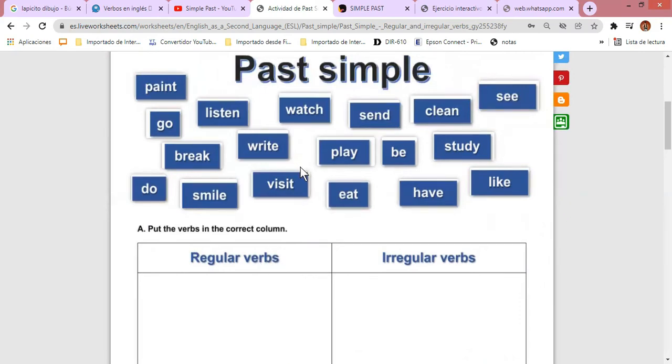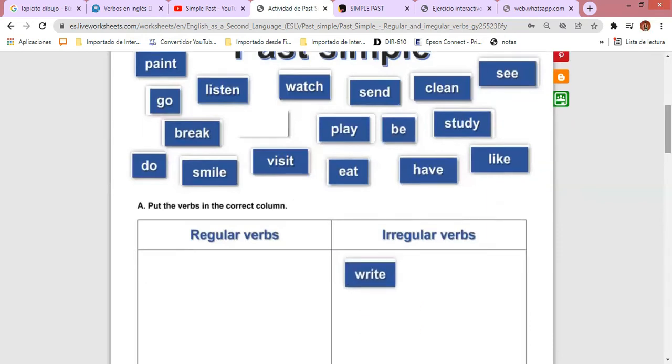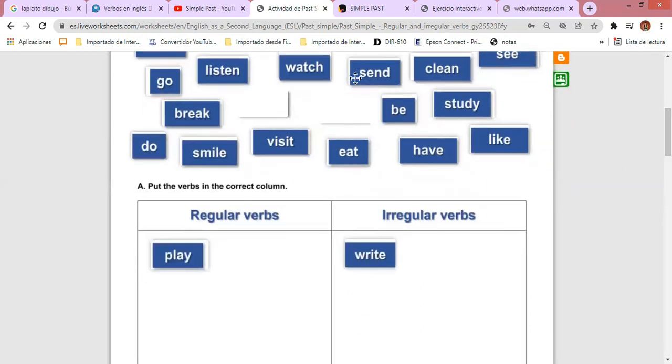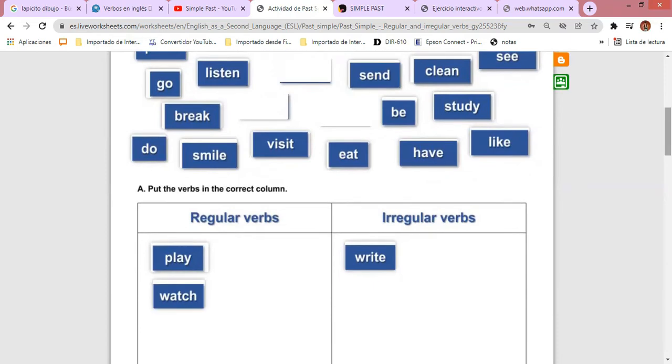For example, when you change or turn to past simple, you have to put ed, but you have to recognize which one is regular and which one is irregular. For example, write. When you turn to past simple, you change to wrote. So you don't add ed. So this one is going to be here in irregular. Play is regular, watch is regular. Great. Good. Until there, thank you, Gabriel.